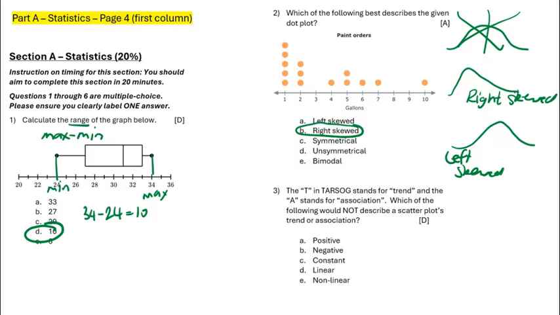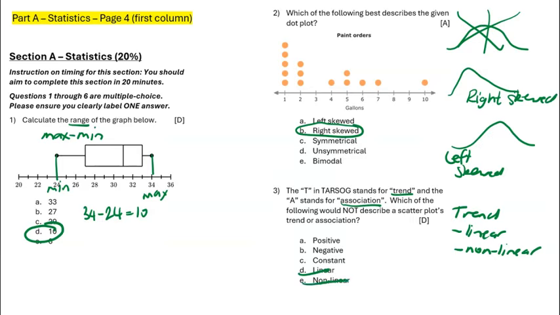We're now on to question number 3. The T in TARSOG stands for trend, and the A stands for association. So we're dealing with the trend and the association. Which of the following would not describe a scatter plot's trend or association? The way I'll probably start this is, the trend can be one of two things. It can be a linear trend, so it can look like a straight line, or it can be a non-linear trend. Based on that, because it's a not question, we can eliminate those two answers there.